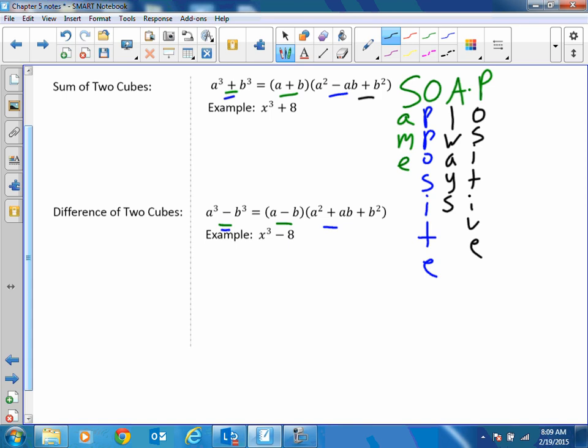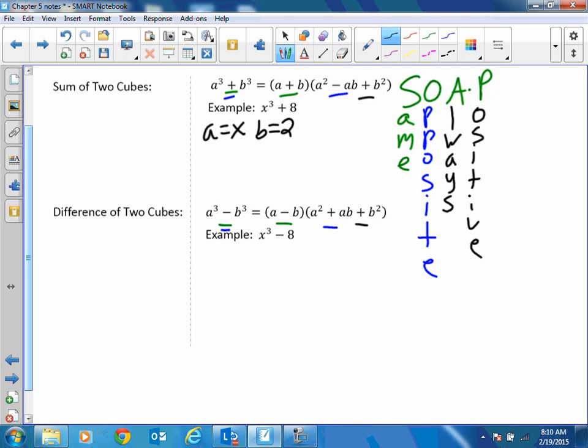Okay, and the last sign is always positive on these types of problems, the sum of 2 cubes and difference of 2 cubes. Basically, the main thing you want to do, according to the formula, is take the cube root. If you have x cubed, then the cube root of that would just be x. If you have 8, then you need to find the cube root of 8. 1 times itself 3 times gets 1, 2 times itself 3 times gets 8, so 2.